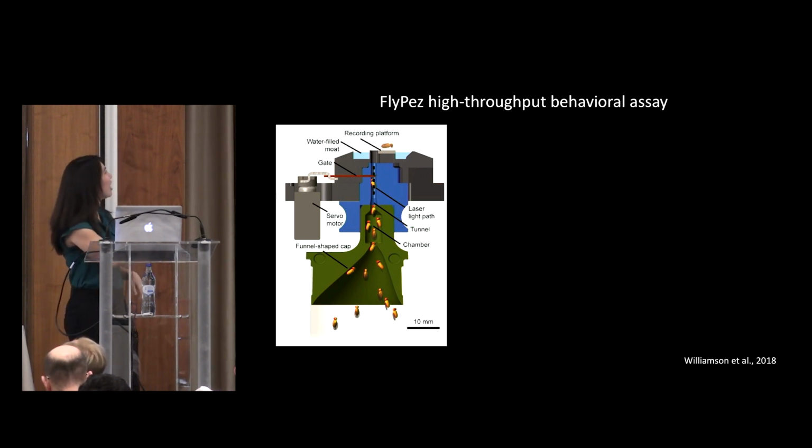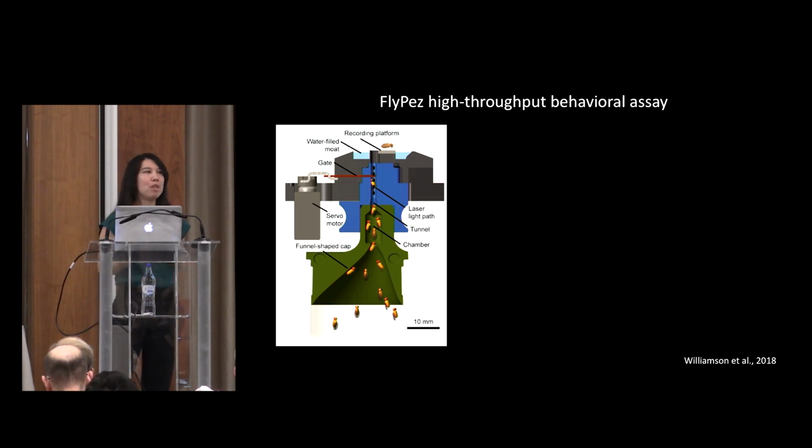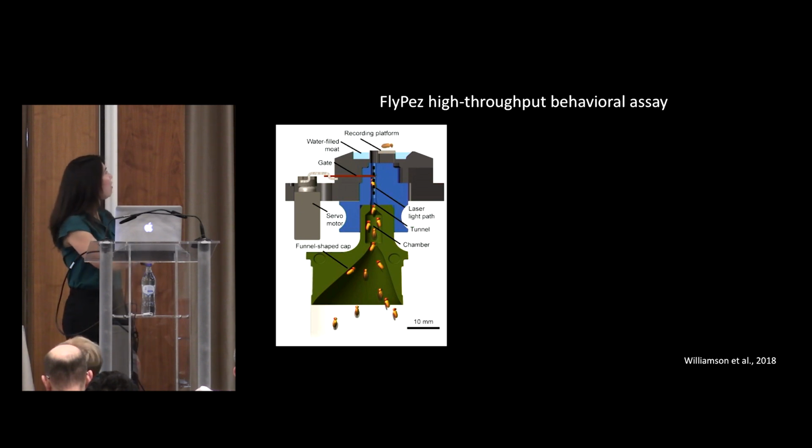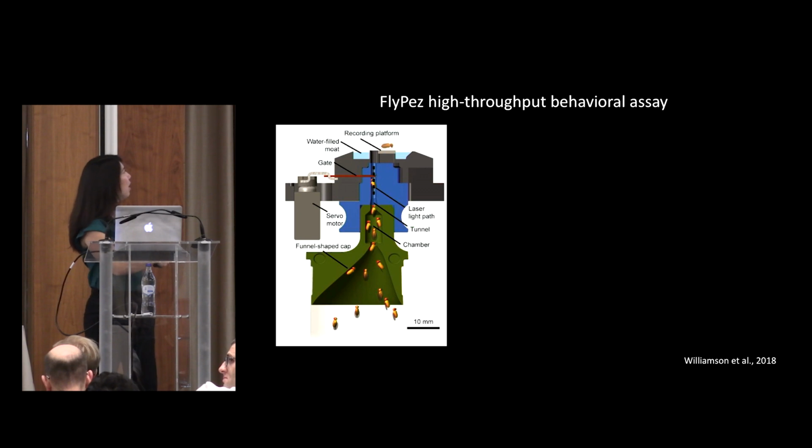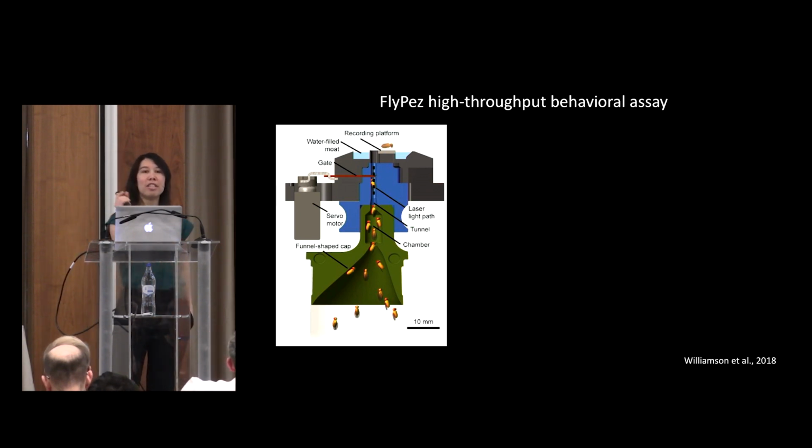And the guts of it look like this. There's just a normal fly vial that you put in the bottom of it. This is the same vial where flies are reared and housed. And it fits into the bottom of this funnel. Flies climb up this green funnel, and they go into a channel that's only one fly wide. So now they're single file.